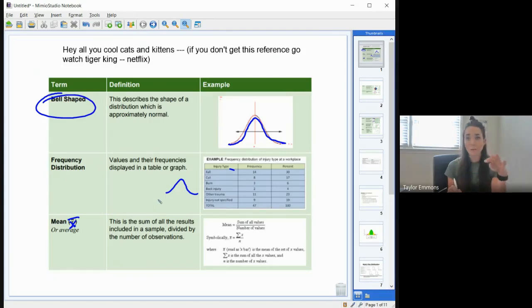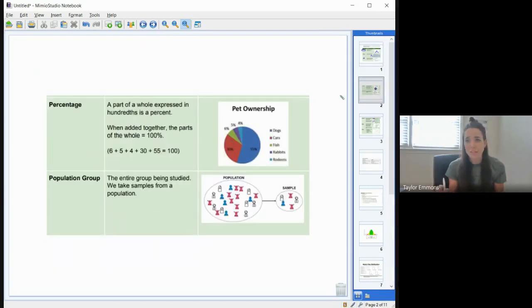And just stop me whenever y'all have a question, or you can post it in the chat because I can actually see it now. So percentage, a part of a whole expressed in hundredths, is a percentage. Y'all pretty much know what a percentage is. It's like if I was to say, hey, you've got a 74 in my class, that's 74%. Okay. Population group is the entire group being studied.